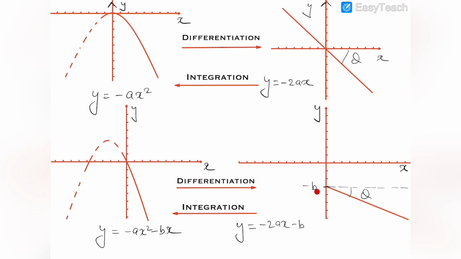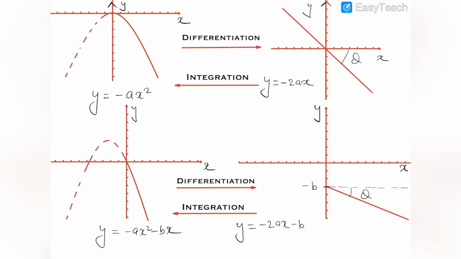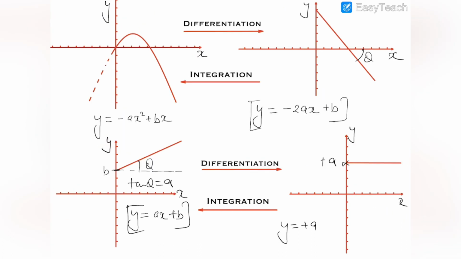So its derivative would be a straight line which is going in the downward direction and starting from a point of minus b. Now if this is a parabola again whose mouth is opening in the downward direction, but initially its base was in the second quadrant and now its base is in the first quadrant.